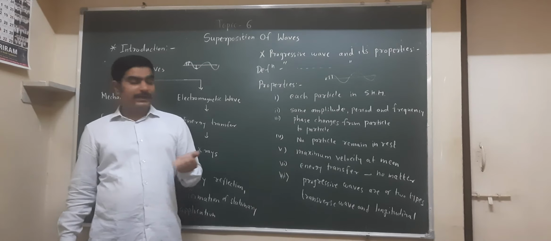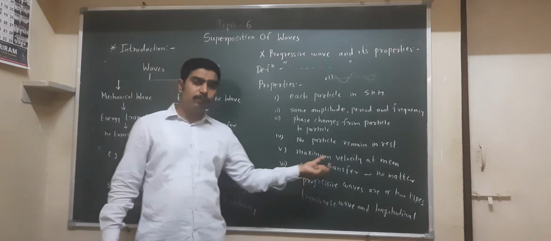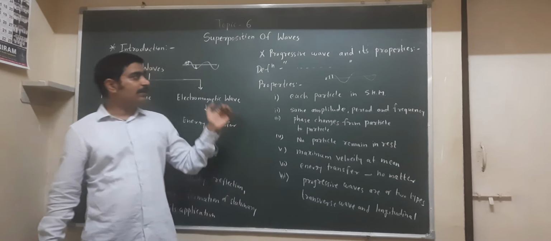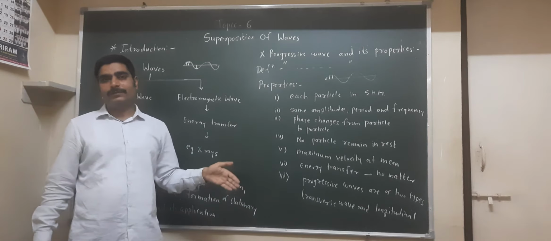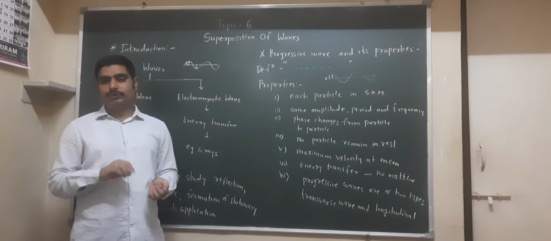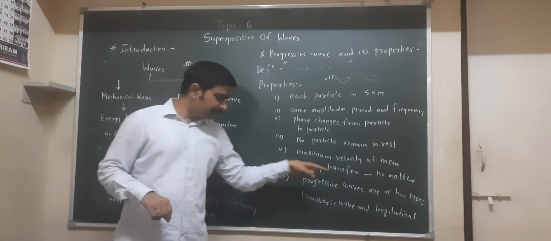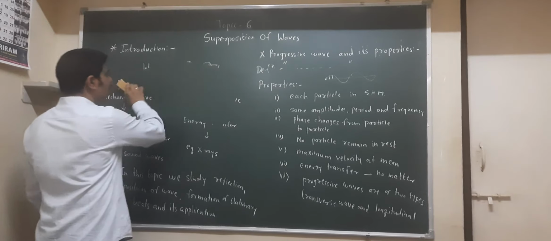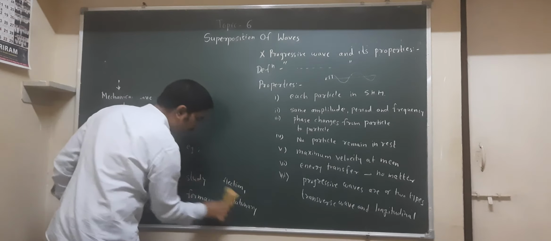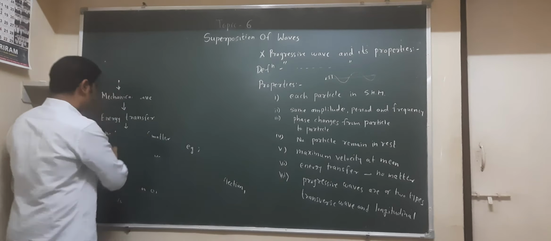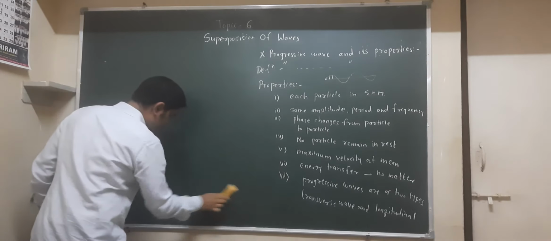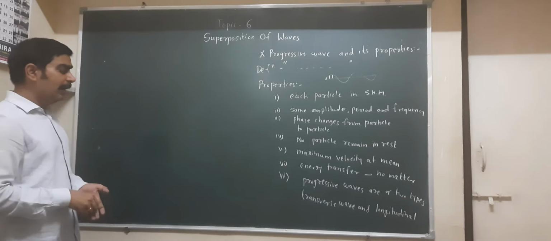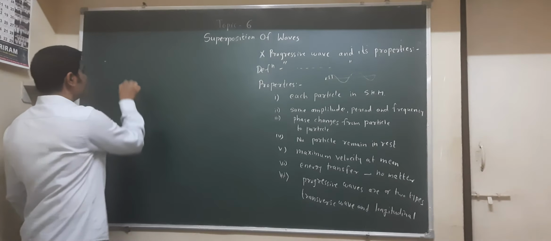Next property: progressive waves are of 2 types. They are transverse waves and longitudinal waves. So these are the properties regarding the progressive wave. At least 4 properties you should remember. Friends, here are the transverse waves and the longitudinal waves. In short, I am going to explain the meaning of transverse waves and of longitudinal waves. In Standard 11 you got a little idea regarding transverse and longitudinal waves. Here I am going to explain once again.